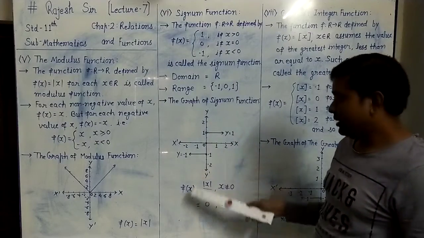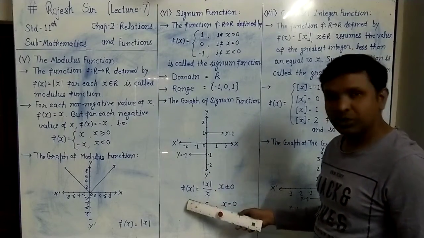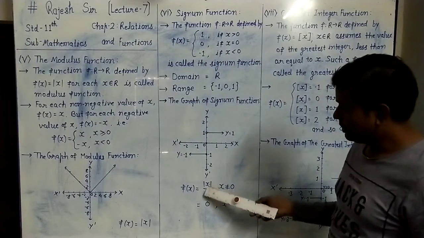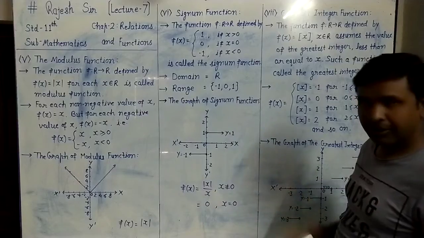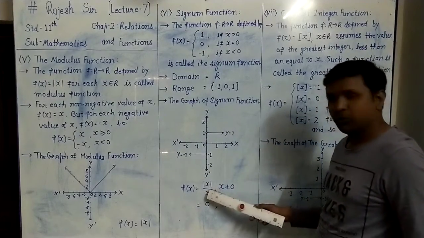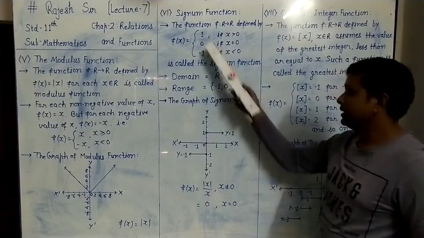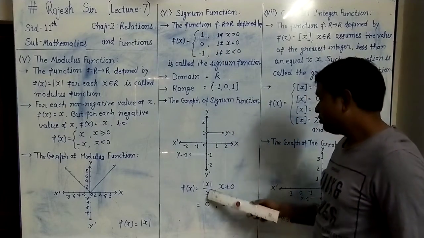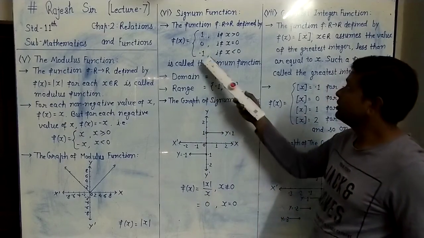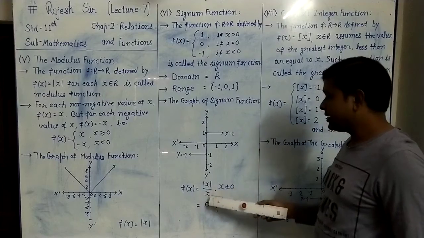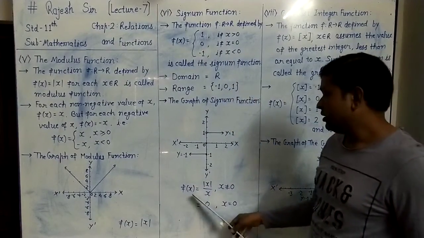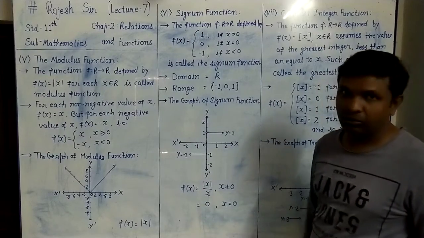The signum function can be shown in notation this way: f(x) equals modulus x upon x, if x is not equal to 0. You can place the value this way and get the value of f(x). Like if you take 2, suppose, 2 upon 2 will be 1 only. If you take minus 2, then modulus of minus 2 upon minus 2 will be 1 upon minus 1, that is minus 1. So this way, f(x) equals modulus x upon x gives the signum function for x not equal to 0, and for x equal to 0 it is 0.